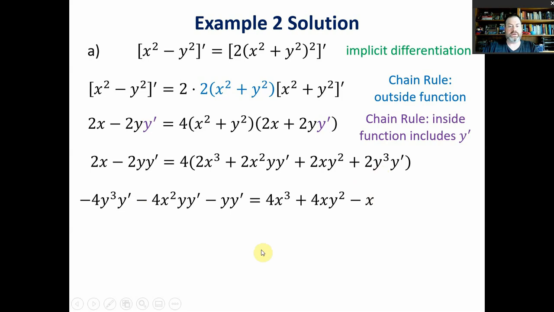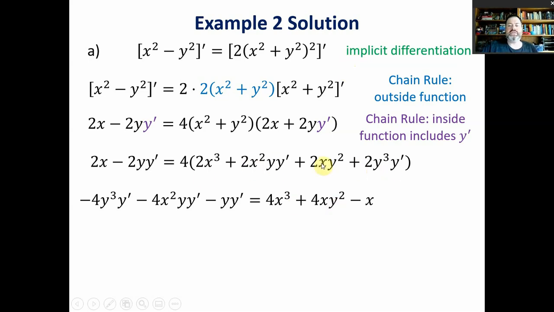Next step, what I'm going to do is I canceled this 4, this 2, and this 2. So I actually factored out a 2 and canceled, just because I want to keep simplifying as I go. Then everything that has a y prime in it, I pulled all the way to the left. Everything without a y prime, I pulled all the way to the right. So now we're just doing algebra, right? We did 2 steps of calculus, right? We took a derivative and then used the chain rule. Everything else is algebra from here.